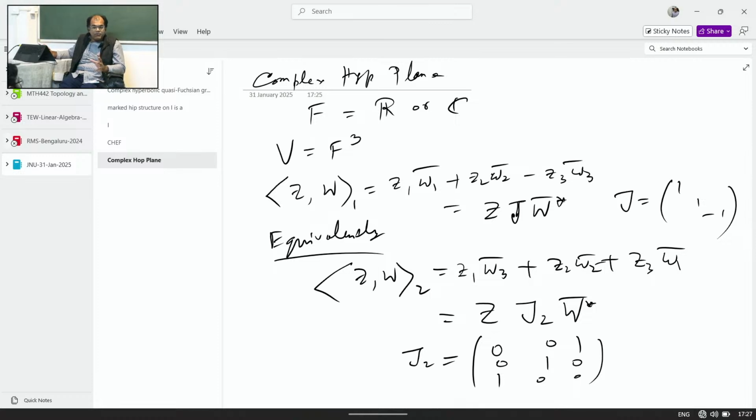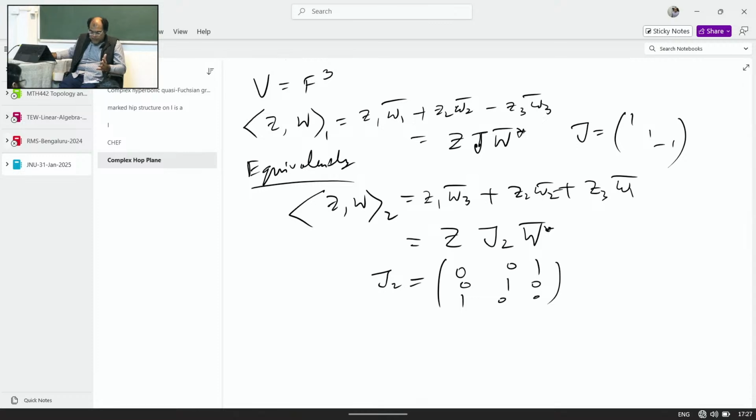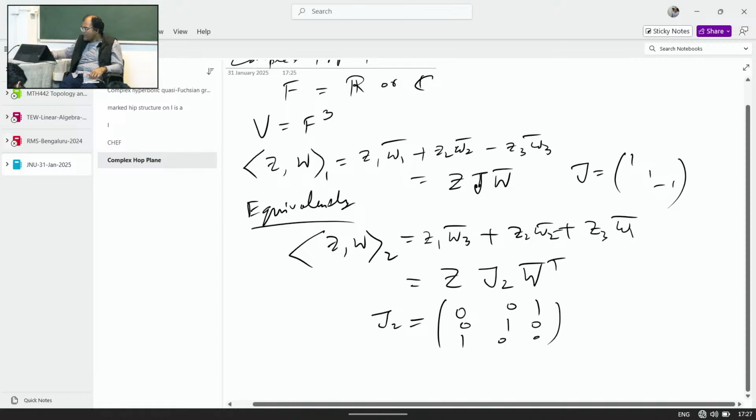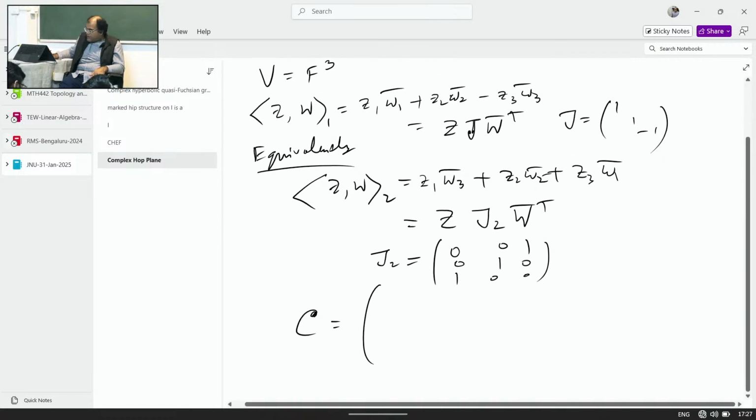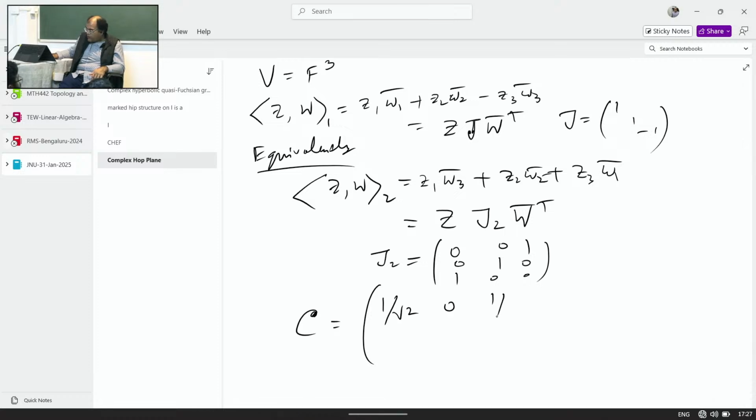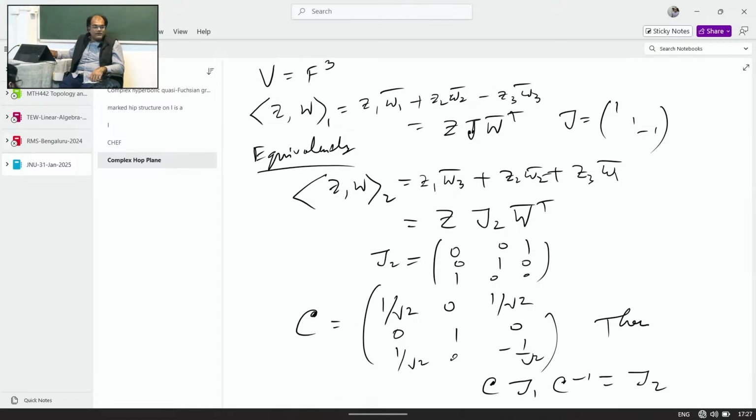Every Hermitian form can be represented by a matrix, so equivalence means these two matrices are equivalent. Of course, with the bar, it's a notation: A star means the conjugate transpose. Okay, fine. So if you take this matrix C, which is 1 by 2, 0, 1 by 2, 0, 1, 0, 1 by 2, 0, minus 1 by 2, then C J1 C star is J2. That means these two Hermitian forms are equivalent to each other.